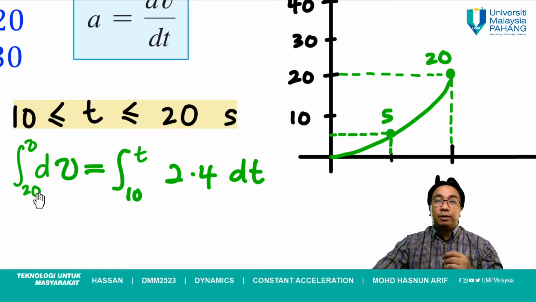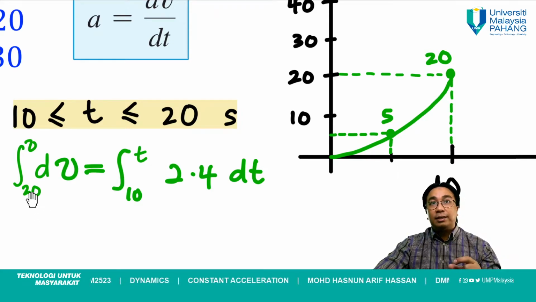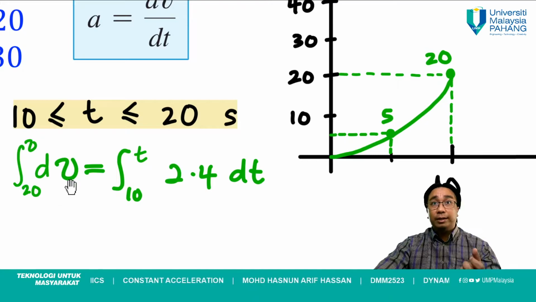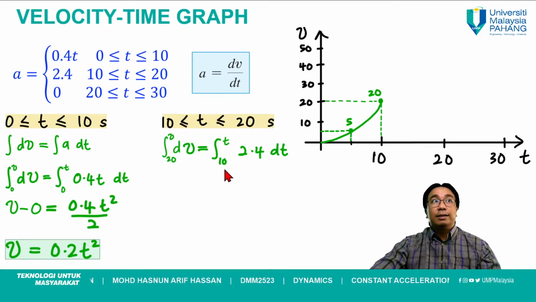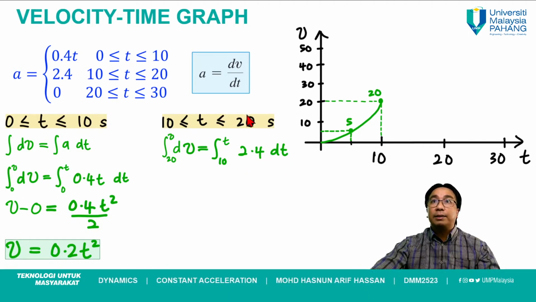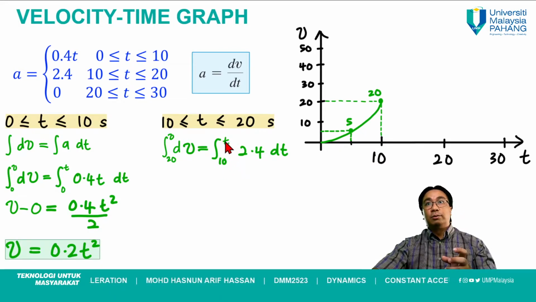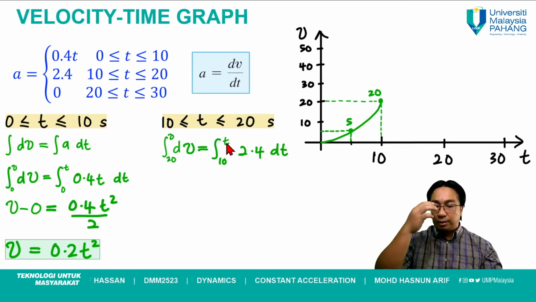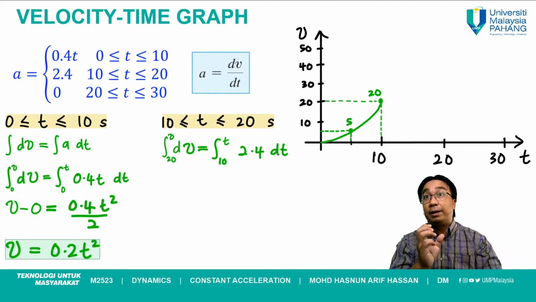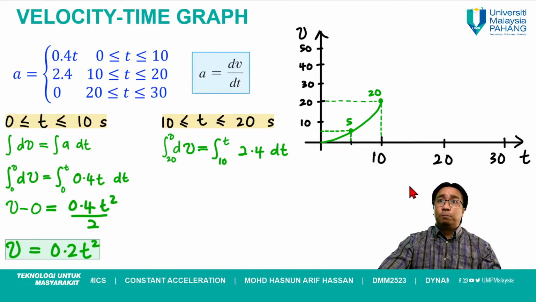Not 0. The integration here is from 20 until v. Okay, dv. On the right hand side, the integration is now with respect to time, integration of dt. So we refer to time. The lower limit for time is 10. So you put in 10 here, not 0. Okay, integration from 10 until t. The upper limit need not be filled in because we just need to put in the variable. Our variable now is t. So you key in from 10 to t.